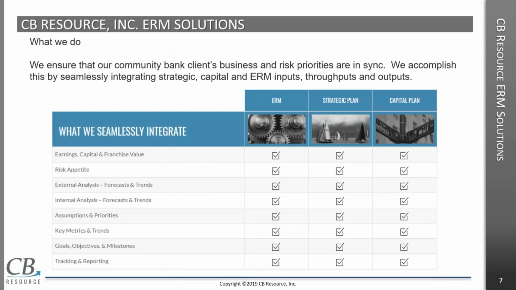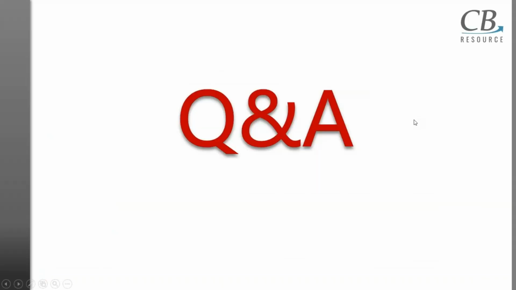So for those of you who aren't a customer in any one area other than CB Bank Analytics, this is what we do, guys. It's our business to work with you and help make sure that your risk priorities and your performance priorities are synchronized, and that comes in the form of enterprise risk, strategic planning, or capital planning. That's all we do, and it's our mission to make sure that the inputs, the throughputs, and the outputs are accurate and useful. And so that concludes our orientation period.